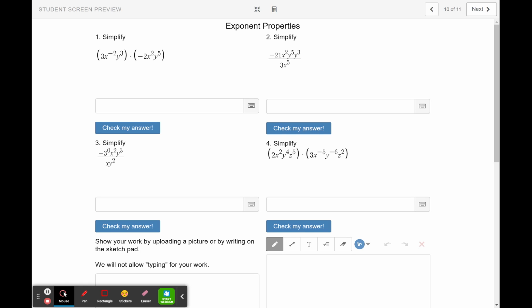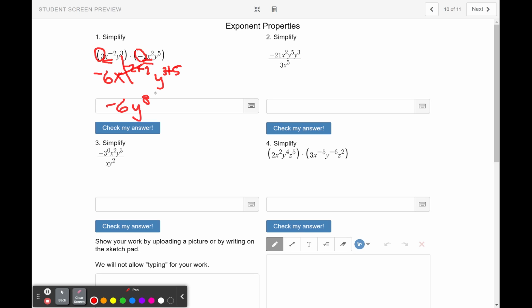Now for slide number 10, to multiply, we are multiplying the bases together. So 3 times -2 gets you -6. And then when we multiply the same base, we add the exponents. So then we get x to the -2 plus 2, and y to the third plus 5. Now -2 plus 2 goes away because anything to the 0 power is really a 1. So your answer is going to be -6, y to the 8th.